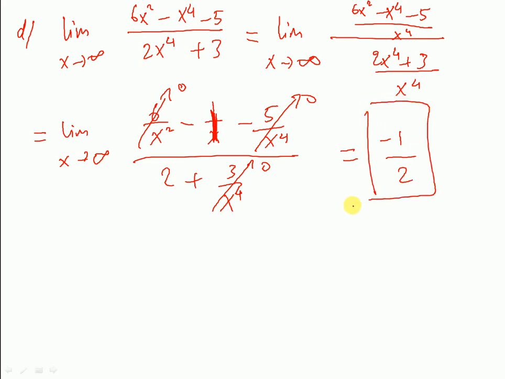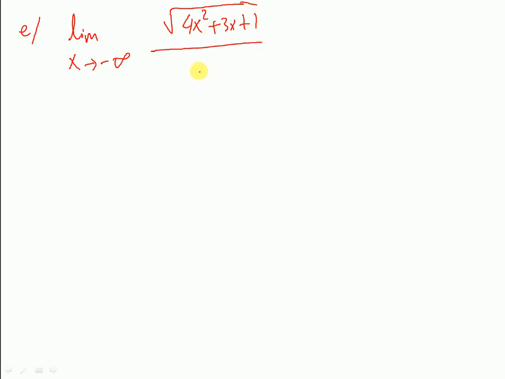Or minus 1/2. Okay, the next one, part E. The limit when x goes to minus infinity of the square root of 4x squared plus 3x plus 1 over x plus 5. Remember, on the top we have the radical, but we don't have plus or minus with anything else. That's why we cannot multiply by the conjugate of that.